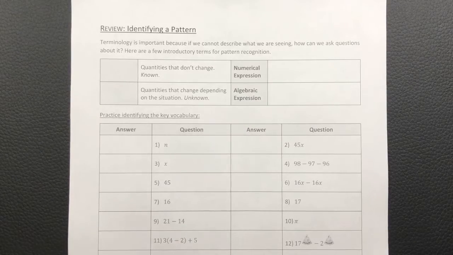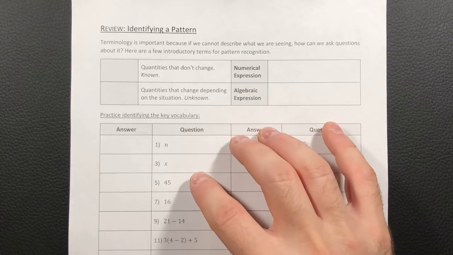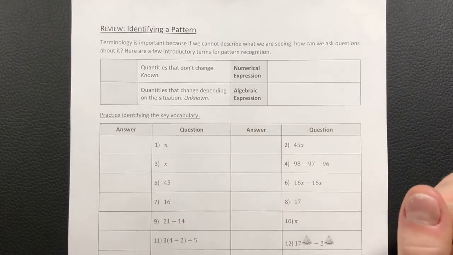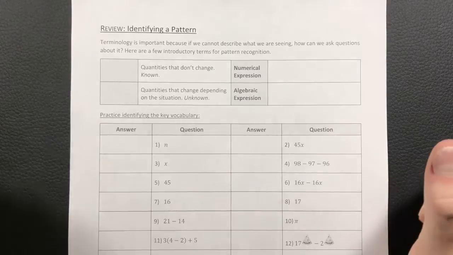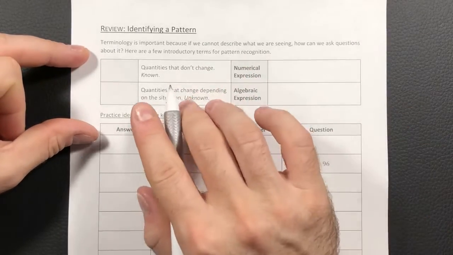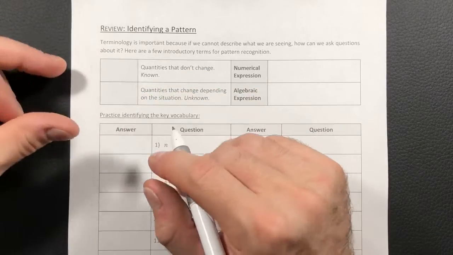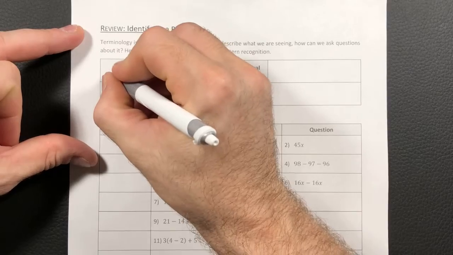So today we're going to be looking at identifying a pattern. Now, one of the things in these introductory sets is terminology is an important thing. So with identifying a factor, we want to know what do we call a quantity that does not change, a known value. Well, what we call a known value is going to be a constant.